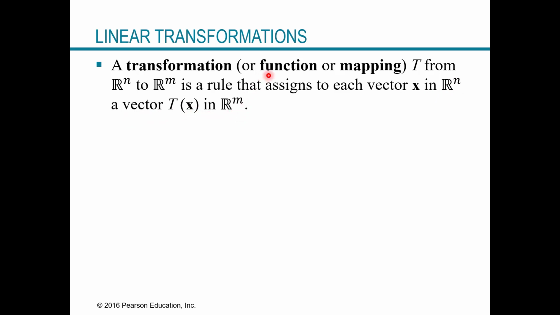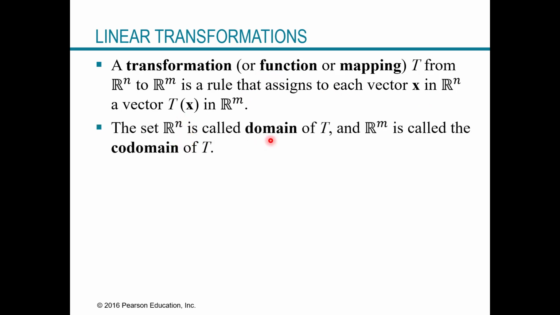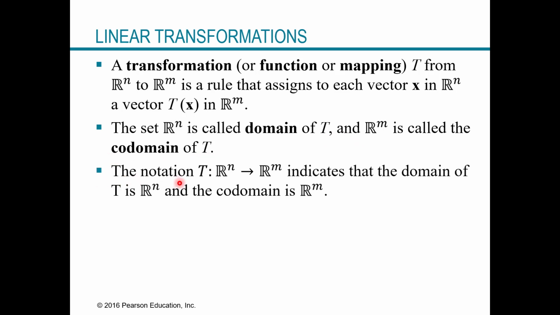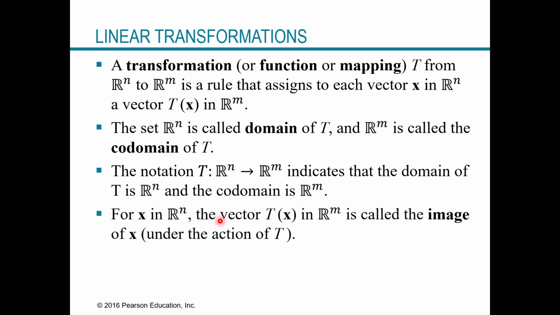So again, going back to functions, think of this like you plug in x and you get out f of x. So the set Rn is called the domain of your mapping or transformation T. And then Rm is called the codomain of T. Now our notation is given like this. Okay, so this is math notation, and it just lets us know that the function or transformation T maps our vectors from Rn. They start in Rn and they transform to a vector in Rm. And so for x in Rn, the vector T of x in Rm is called the image of x under the action of T.